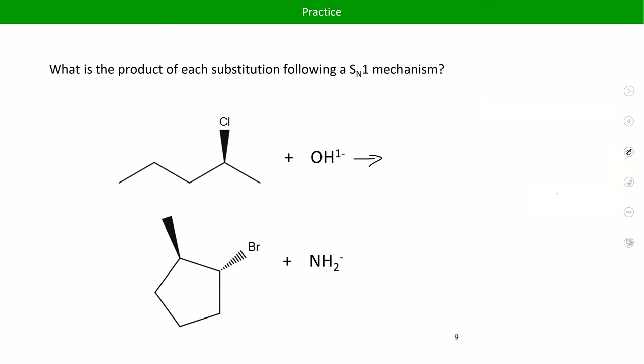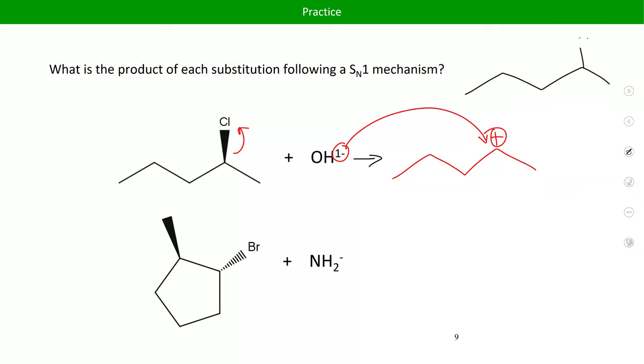For this first one, leaving group leaves, get a secondary carbocation intermediate. Any rearrangement we need to worry about? No. So we just wind up then with the nucleophile coming in and attaching for a final product. It looks like this.